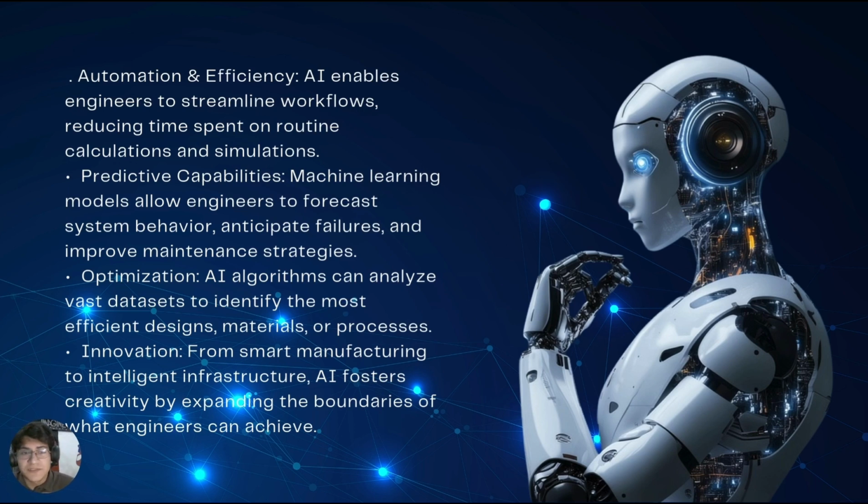Of the optimizations, the AI can do algorithms more easily than one engineer can, and faster, and the engineer can just check the quality of the algorithm. And the innovation, well, if you put your ideas in, the AI can make the ideas a reality. For example, smart manufacturing and intelligent infrastructure.